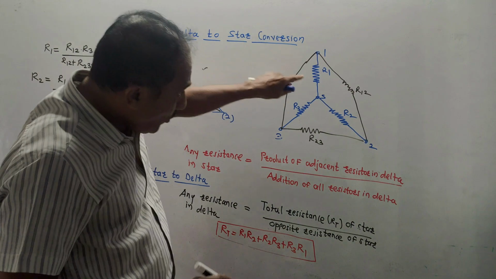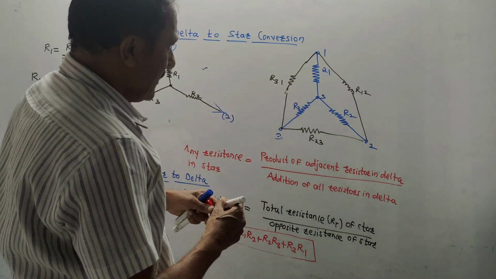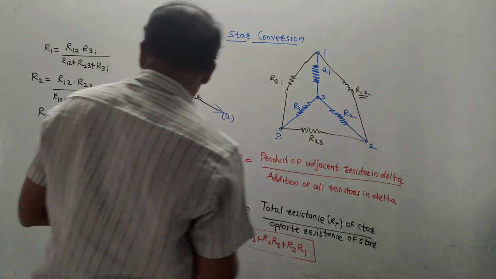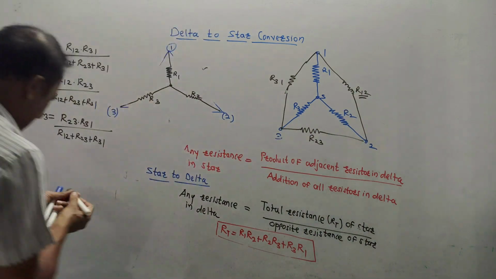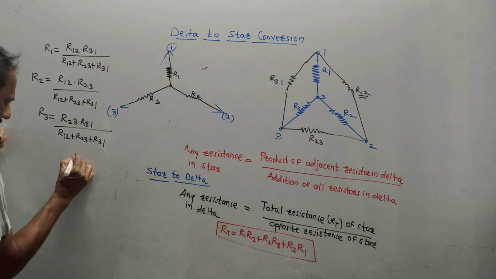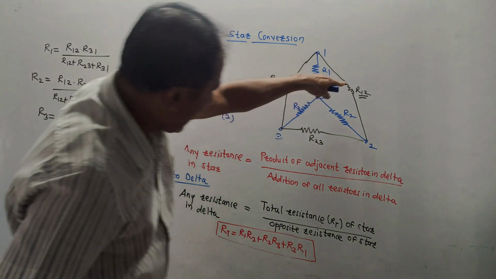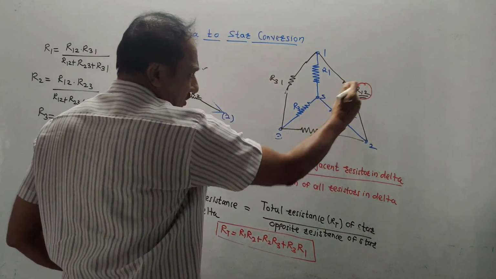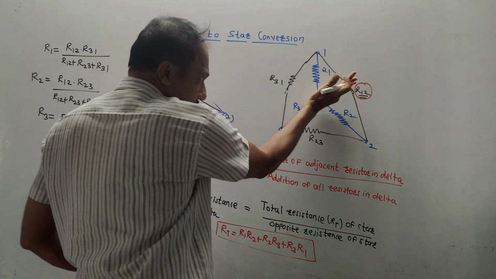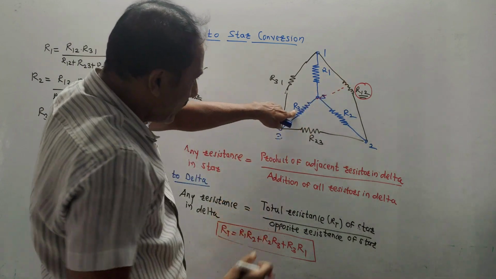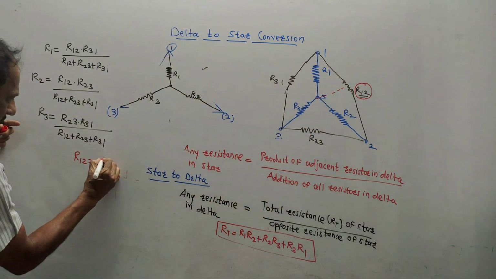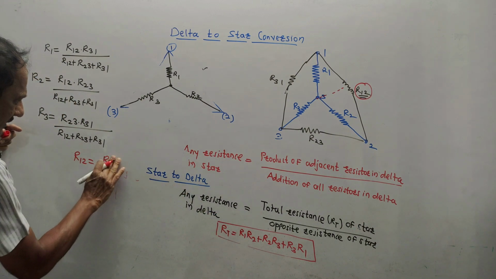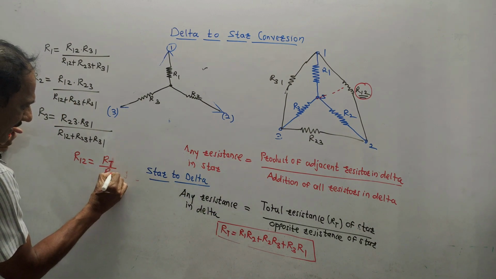Now, I have to convert this star into delta. So think like this. First, I have to calculate value of R12. So I will write the calculation over here. If I want to calculate value of R12, look at the diagram. For R12, I am talking about this resistor. Opposite resistance in the star is this one. Opposite means perpendicular. Perpendicular resistance is R3. So it will be RT, where RT is this entire thing, divided by R3.